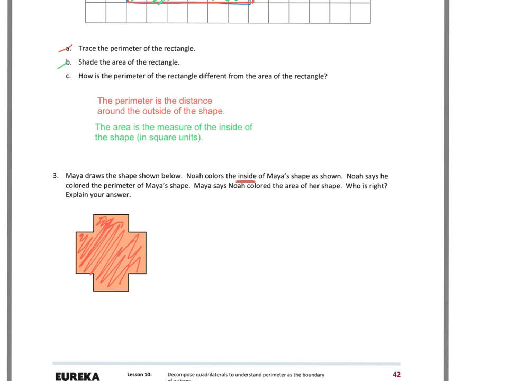Noah said he colored the perimeter of the shape, and we know that perimeter is the distance around the outside. And Maya says that he colored the area, which is the inside of the shape. So my coloring here in red shows the inside of the shape. That's what Noah colored. So that'll help you out and give you an idea of which person was correct in this. And you're going to want to put it in statement form because it says explain your answer.